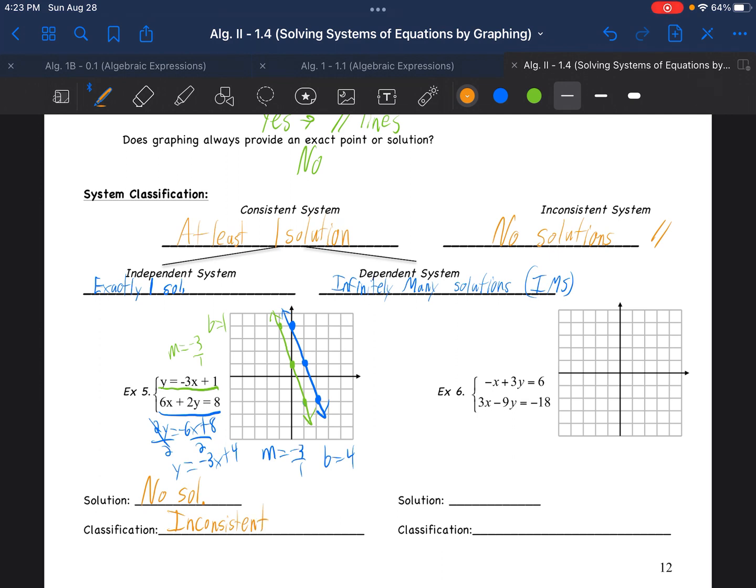It's inconsistent with other systems because there's no solution. Example 6. Might be a good idea to try it on your own and come back to this video.